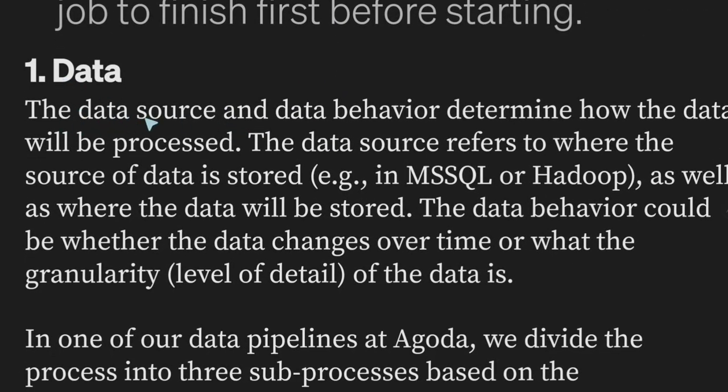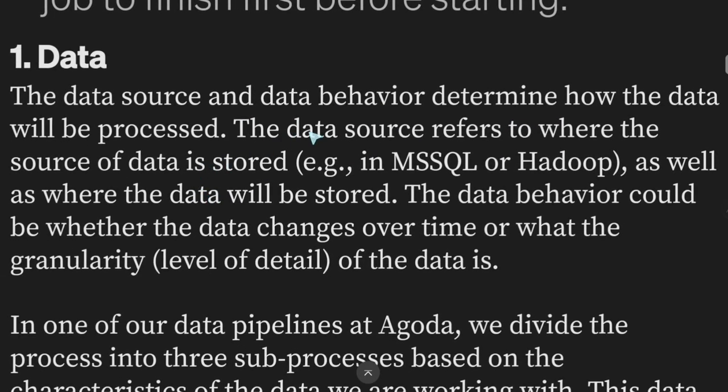1. Data. The data source and data behavior determine how the data will be processed. The data source refers to where the data is stored, in MS SQL or Hadoop, as well as where the data will be stored. The data behavior could be whether the data changes over time or what the granularity level of detail the data is.